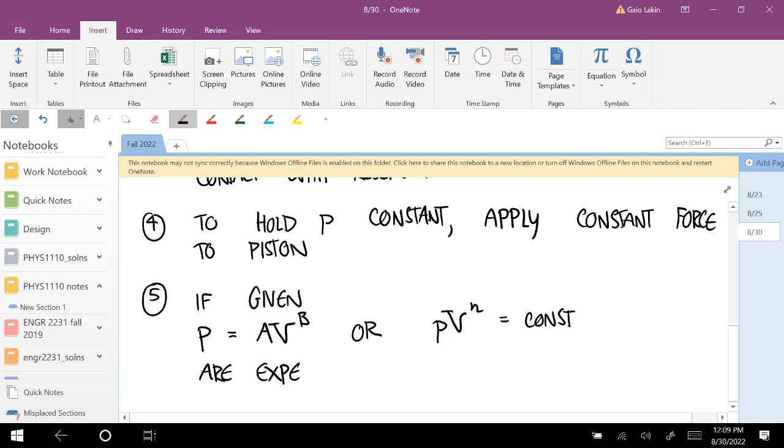There's no, that's not like a law of physics or something. It's just sometimes you'll see that that fits the behavior pretty well. So these are just experimental findings for a specific process.